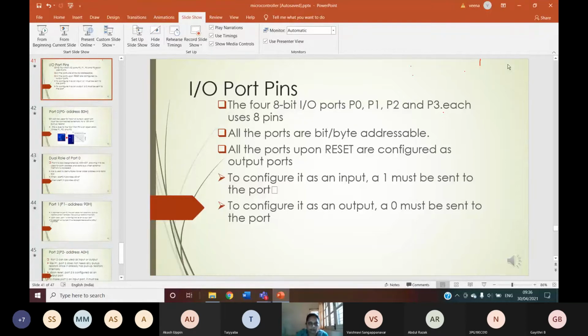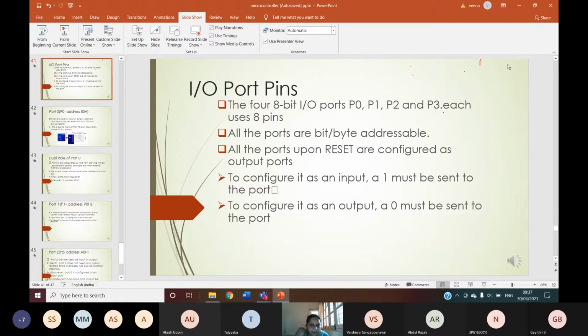In the 8051, we have four 8-bit IO ports, that is P0, P1, P2, and P3. All the IO ports are 8-bit ports, which are bit addressable and byte addressable. I can access them individually, or I can access them together as an 8-bit port. Upon reset, all these ports are configured as output ports by default, whenever I reset the 8051 microcontroller.